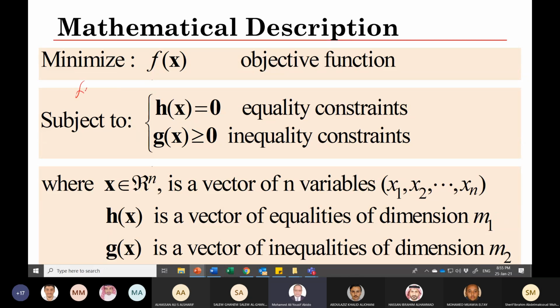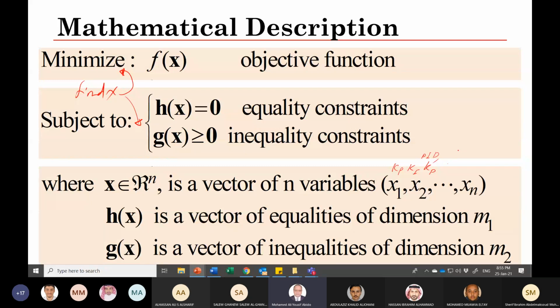And here, find x that gives you the minimum value of the function, and at the same time satisfies these conditions, the equality and inequality. So x is the vector of the variables, could be 2 variables, 3 variables, or for example, for a PID controller, you have KP and KI and KD if you have a PID controller.